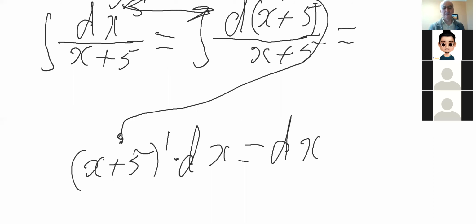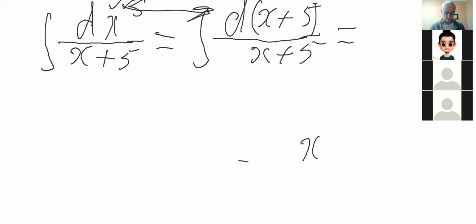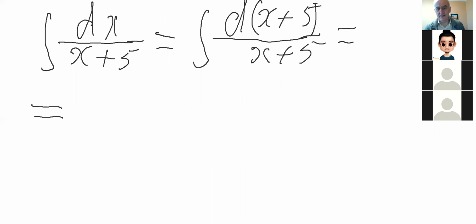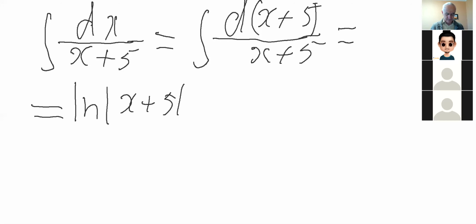And that's why I think these two integrals are really equal. Now we can imagine that this x plus 5 is t, and we have the integral dt over t. It's a basic integral, and it's going to be ln of the absolute value of x plus 5, plus c.